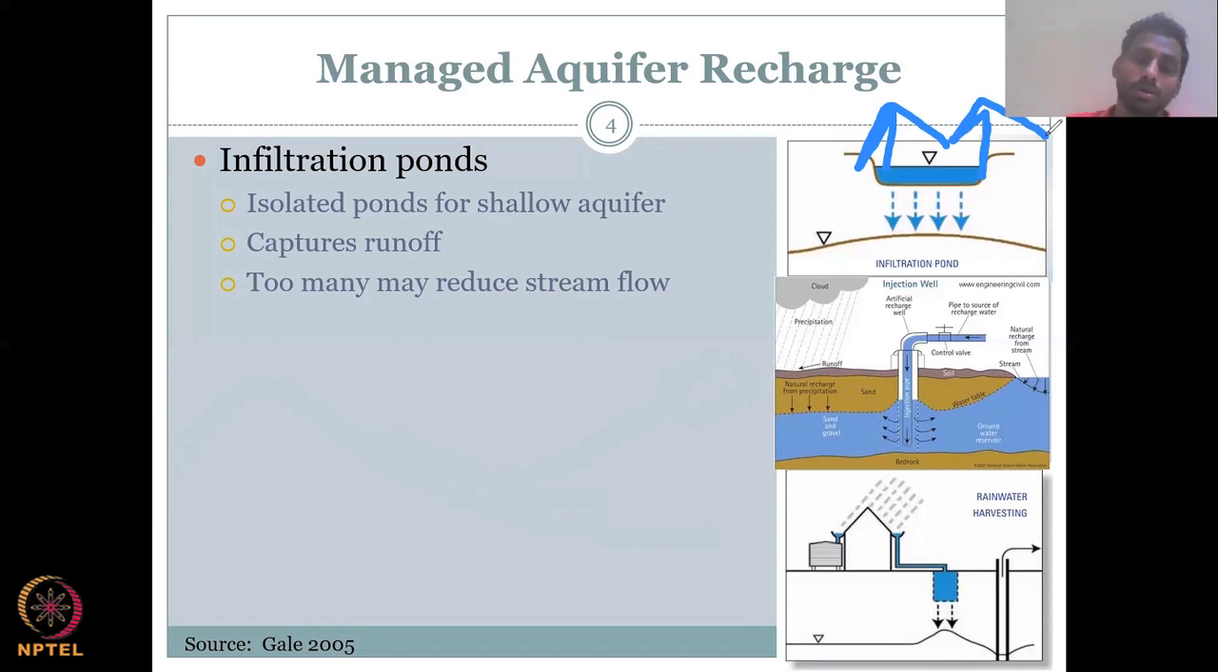Too many may reduce stream flow. So if you do put too much, overdo it, it may reduce the net flow because you're capturing water everywhere, then what water can go into the stream, right? So you have to leave some water to go into the stream. If you capture everything, then there is no water for the stream. All the water is in storage.